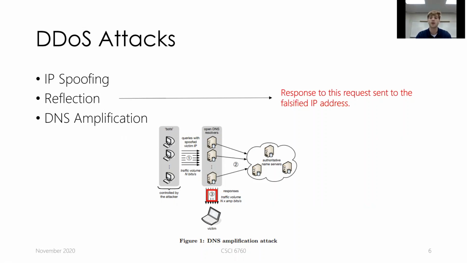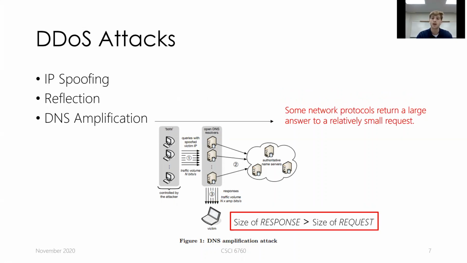And the third thing that we need to consider in the context of DDoS attacks is something called DNS amplification. Some network protocols are going to return a large answer to a relatively small request. So when DNS returns a response where the size of the response is greater than the size of the query, that is the phenomenon of DNS amplification. And in order to analyze how DNSSEC imposes a risk on DDoS attacks, we actually need to exclusively focus on one type of DDoS attack, and that is a DNS amplification attack.